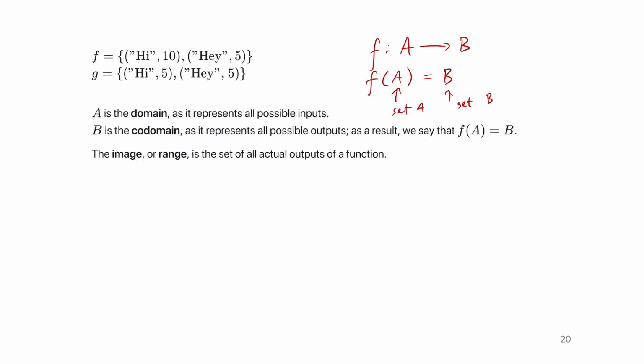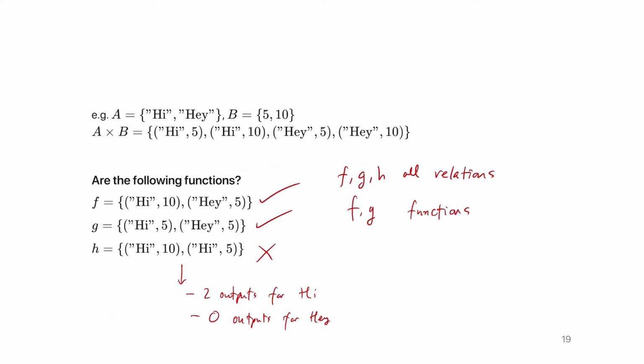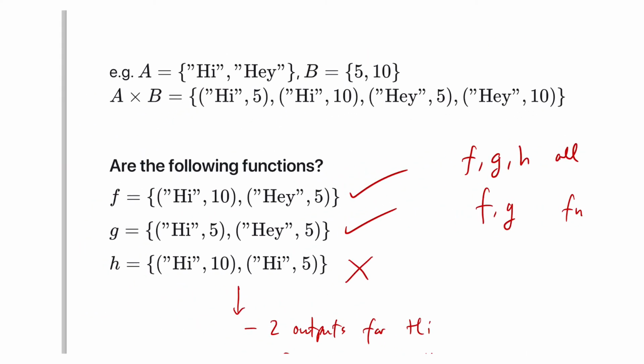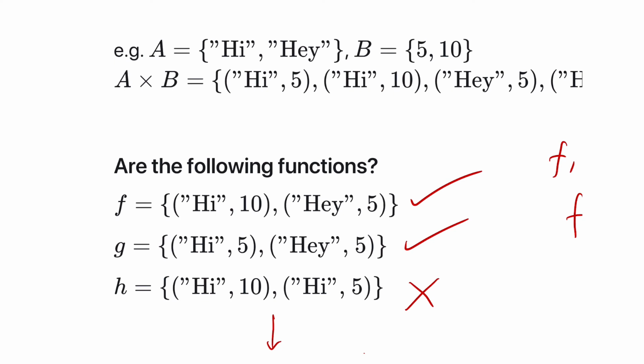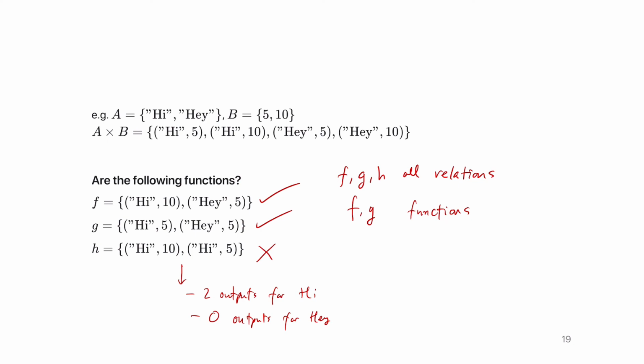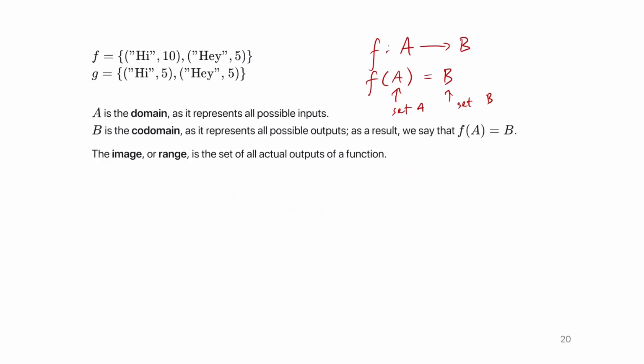Now we raise the question, what's the difference between a codomain and a range? The codomain is the set of all possible outputs. But notice, when we go back to the function g, the set of all possible outputs was 5 and 10, because that's what B was. But what were the actual outputs for g? Just 5, right? So the set of actual outputs is just the set containing 5, and the set of possible outputs is the set 5 and 10. So that's the difference between codomain and range. The range is the set of all actual outputs.